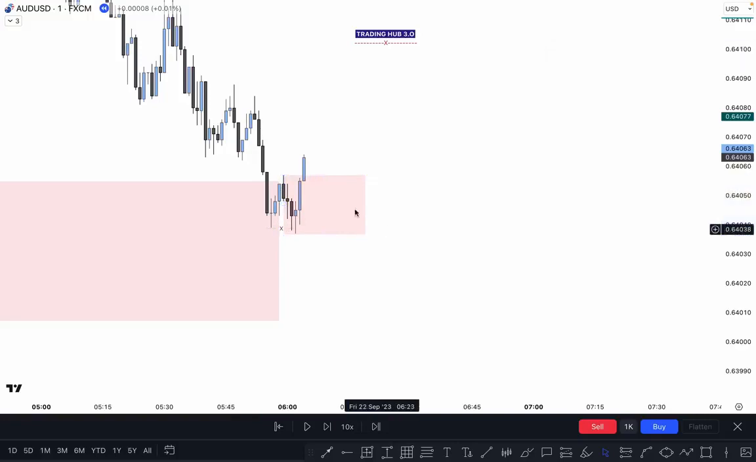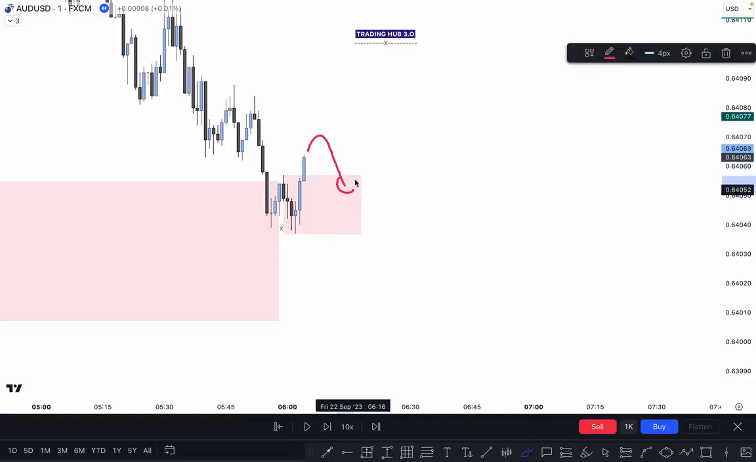Okay, so it means if price went up and then mitigates this and came back to mitigate this order flow, we can take a decision here for the buy and put the stop loss just below it right here.